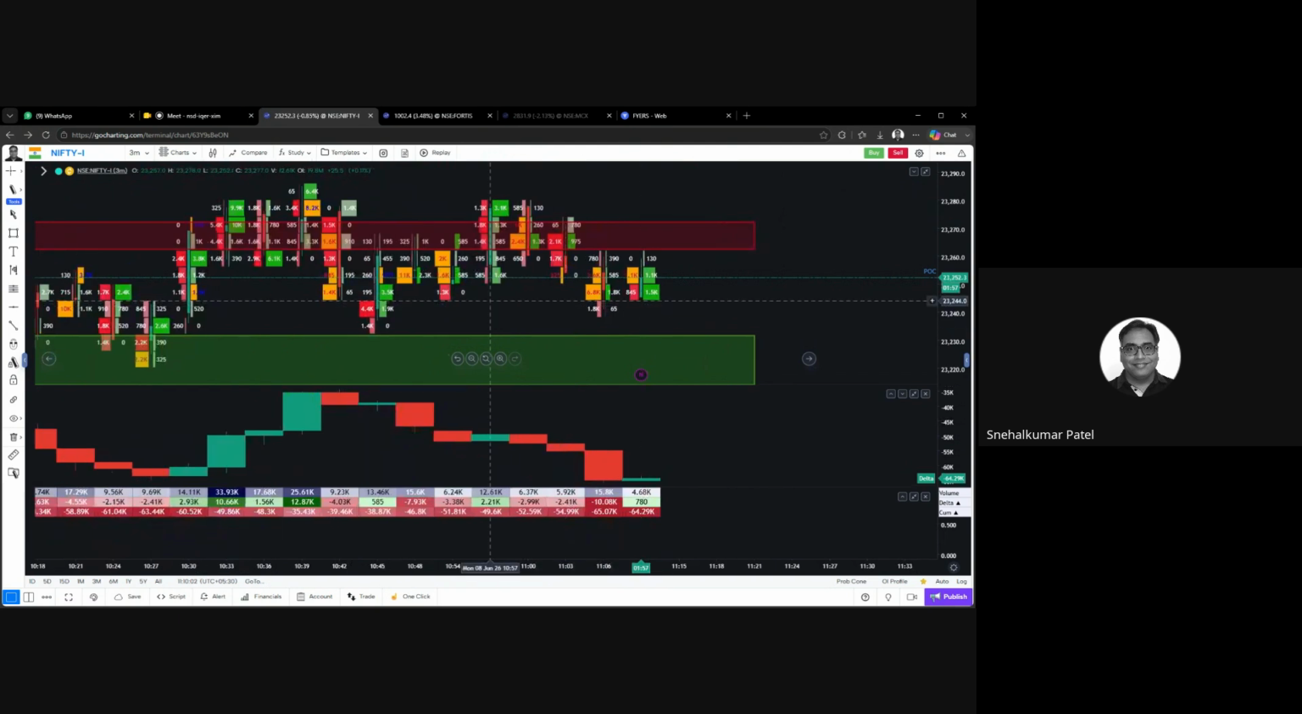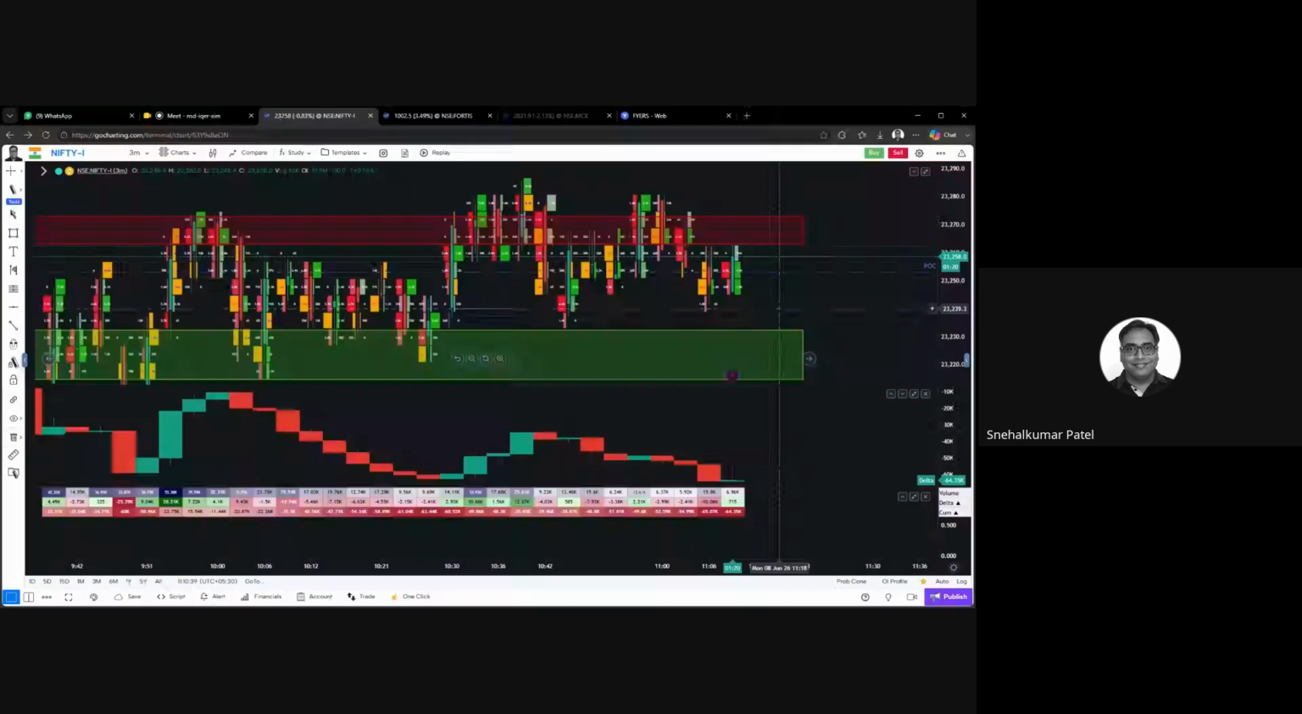So completely sideways market between these levels. If we extend it to this, around 80 to 90% of the time is spent between these two levels. If we encompass these two levels, since morning, more than 90% of the time is spent within this zone, with no clear trend emerging.